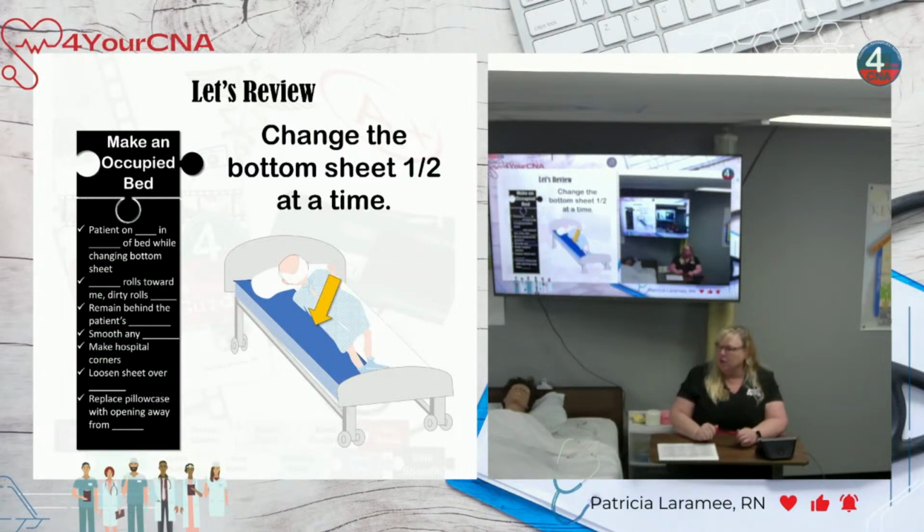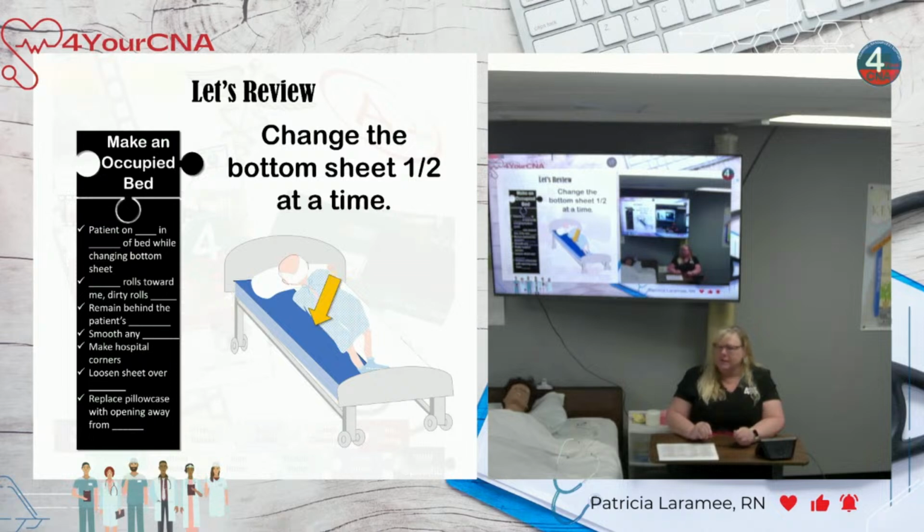Put the top sheet on. Make hospital corners. We don't care how pretty they are. Just get the corners off the floor. Remember, nothing touches the floor. And then we're going to loosen it over the toes. Pillowcase goes on the pillow with the opening facing away from the door. That's kind of routine, but that's not a graded checkpoint.